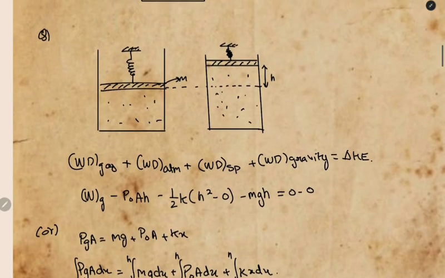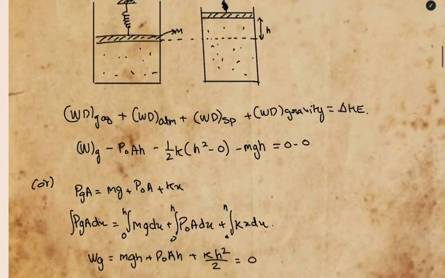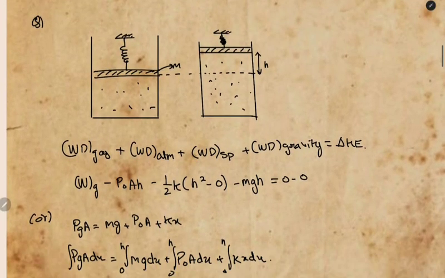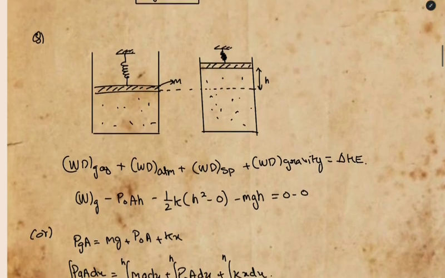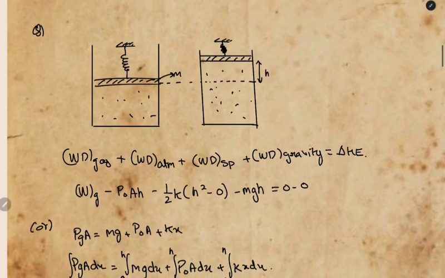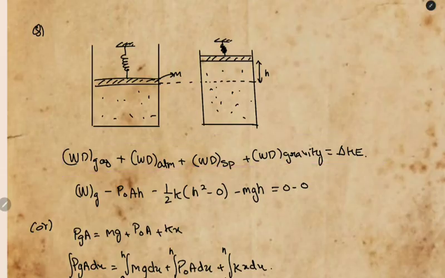Okay, now let's see another question. So basically a spring is attached and it is lifted to a distance H. Okay, what we need to find there is the work done by gas. They have applied the work energy theorem, work done by all the forces. In this case, the forces are not only work done by the gas and work done by the atmosphere. They also experience spring force and gravity because it is mass m.